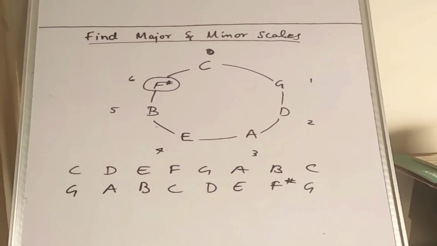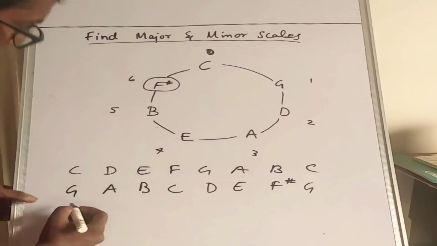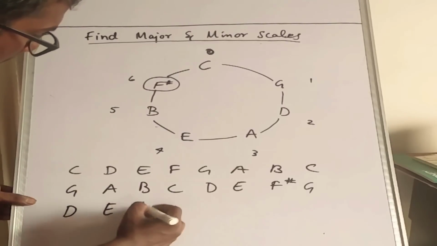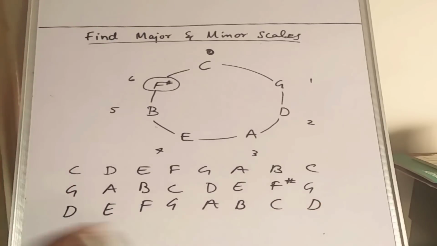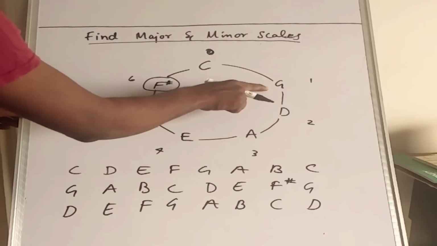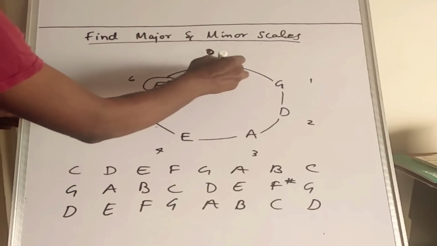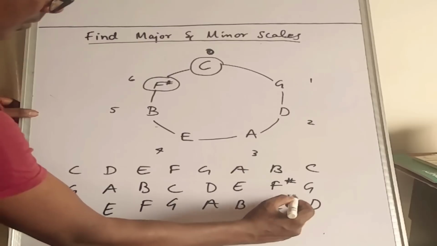Let's try D major. Write down the alphabets just the way it is. D, E, F, G, A, B, C, D. Now leave the note which is before D and go to the previous one, that is C sharp. And also include the F sharp which is already there.